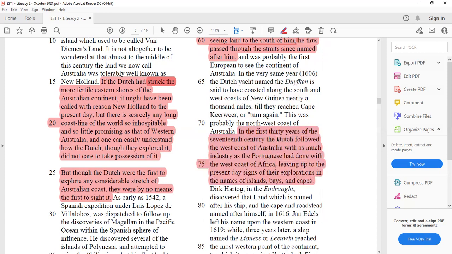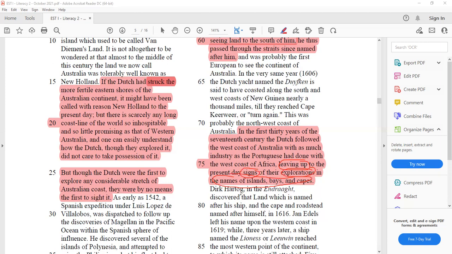Okay, it says, in the first 30 years of the 17th century, take care, now it's a kind of writing of someone. The Dutch followed the west coast of Australia with as much industry as the Portuguese had done with the west coast of Africa, leaving up to the present day signs of their exploration in the names of islands, bays, and capes. Take care that the question was asking about a certain area, how do you know that they have been in a certain area? Yes, here, how the historians know?